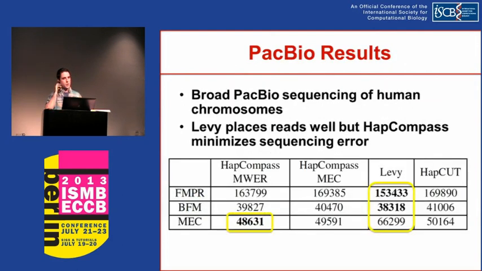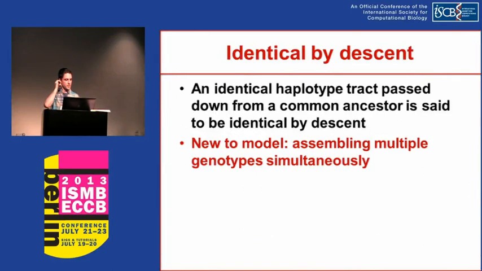We looked at some Broad chromosome 20 PacBio reads, so we wanted to see if the accuracy of the algorithms changed with PacBio. If you're looking for the minimum error correction, so the minimum number of errors, then HapCompass does the best. Levy et al. actually does very well in these first 2 categories, but does very poorly in MEC. And this is because of the way the Levy et al. algorithm works: it first places reads, so it's more concerned about placing reads than it is about correcting individual errors within reads. We can talk more offline if you're interested.